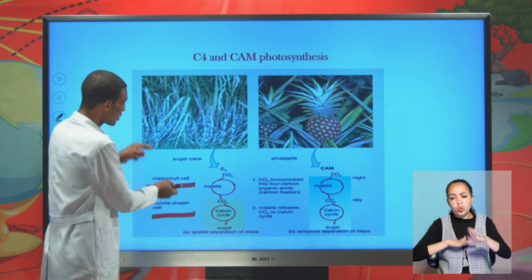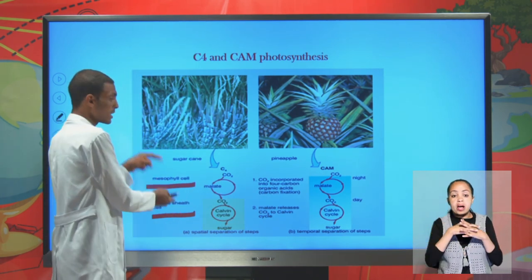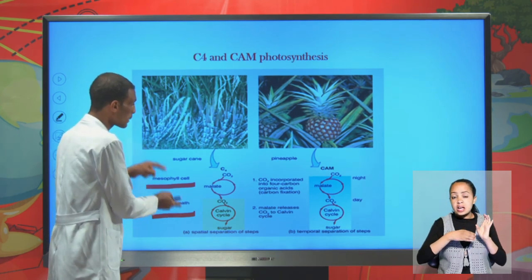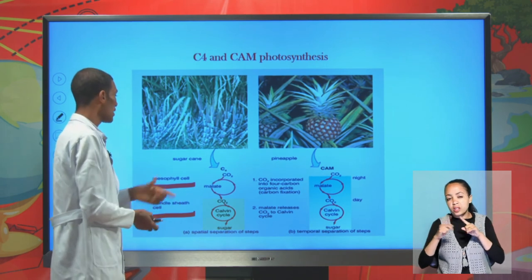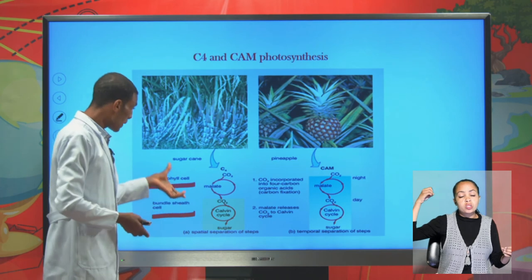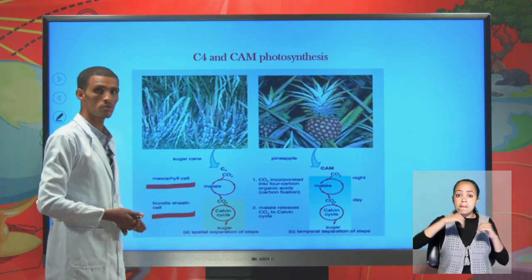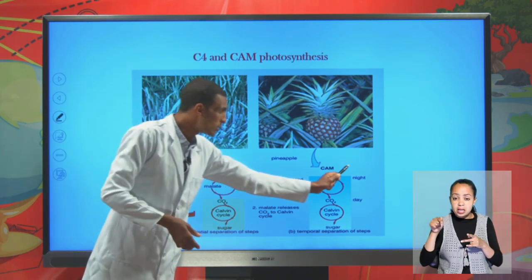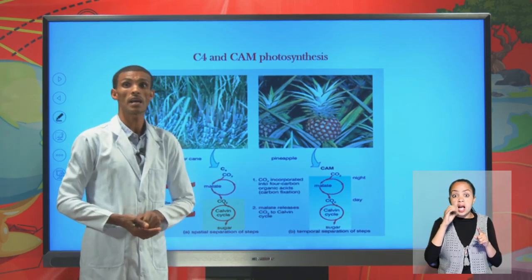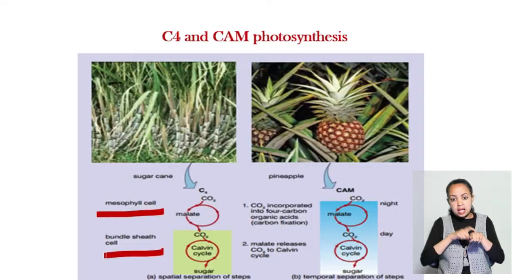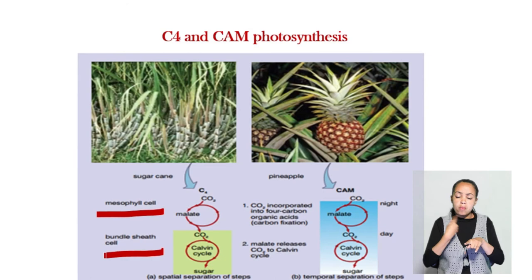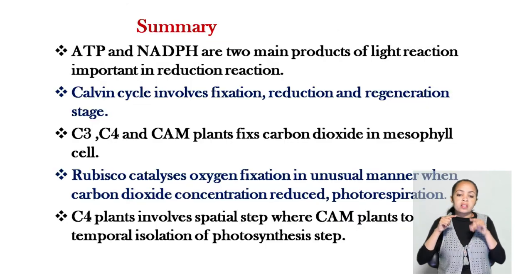By that, because both the light-dependent reaction and the light-independent reaction, the Calvin cycle and carbon fixation, take place in different cells, they are said to show spatial separation of photosynthesis. Here, because both carbon fixation and the Calvin cycle take place at different times, fixation during the night time and the Calvin cycle during the daytime, we say this is temporal adaptation.